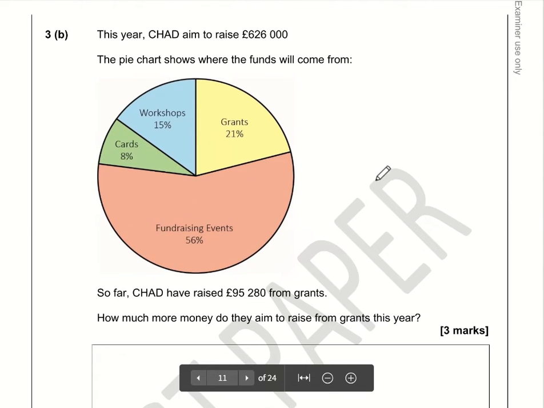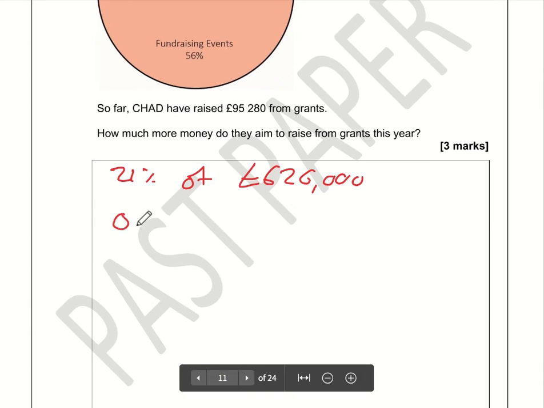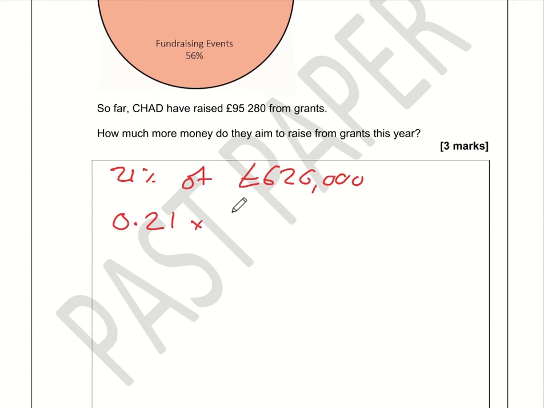Okay, so for this question, Chad aims to raise £626,000 and 21% is grants. So what is 21% of 626,000? Well, the calculation for this is 0.21 multiplied by 626,000, and this 0.21 is the percentage multiplier for 21%.